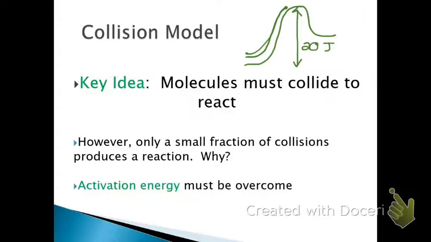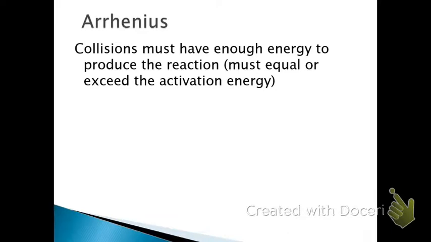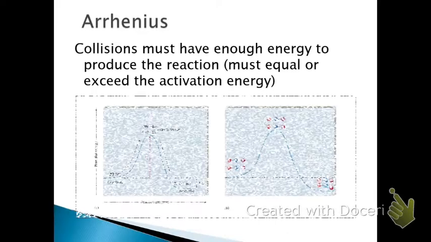If these two particles collide with exactly 20 or more, like 21, 22, then I have the chance to create products. Okay? But the point is, I have to meet that 20 joule threshold, and if I don't, then this reaction's not going to happen. Okay, now, they must meet or exceed the activation energy.